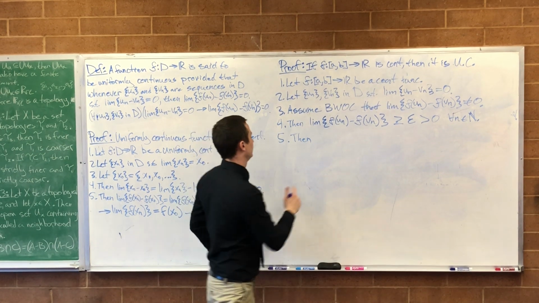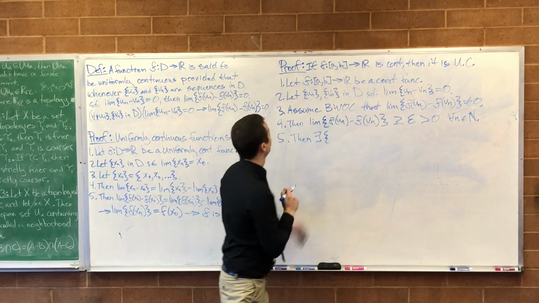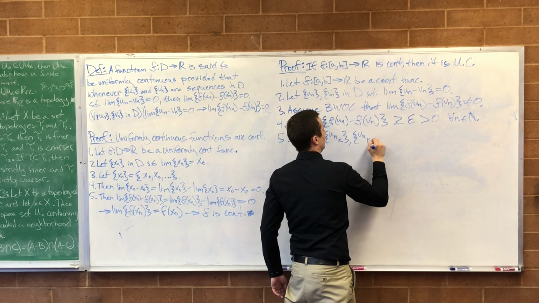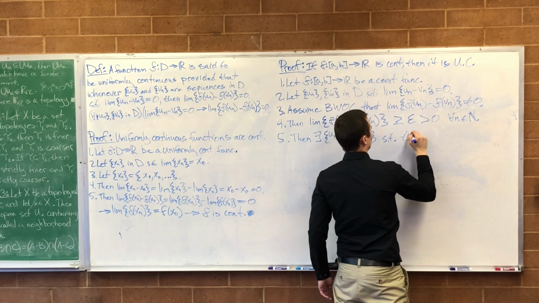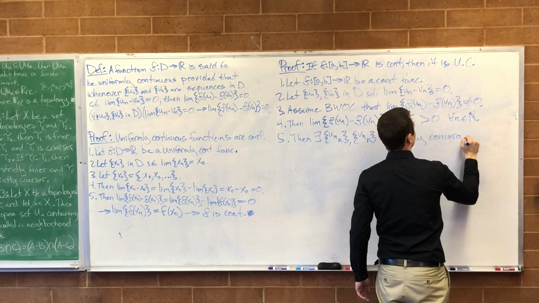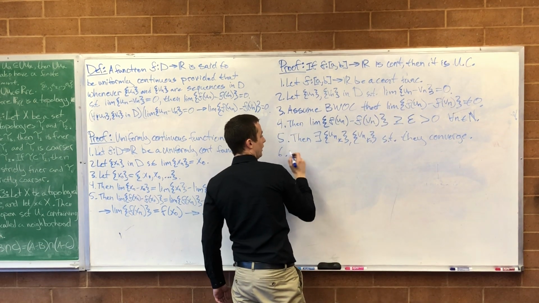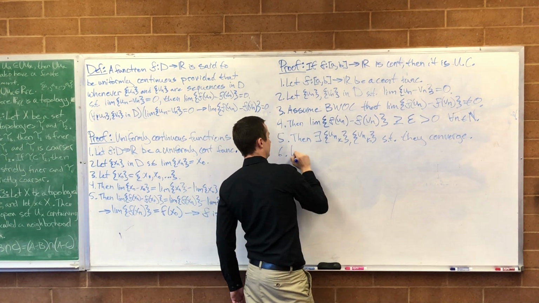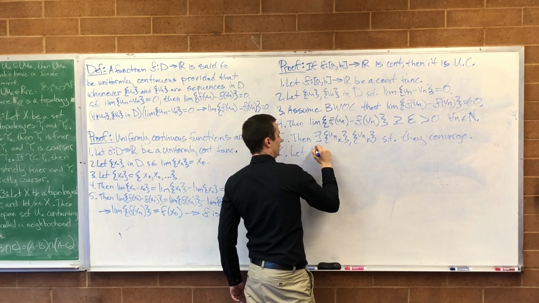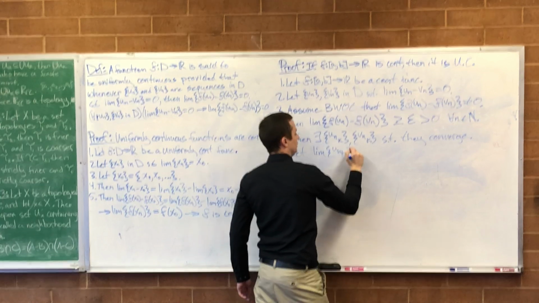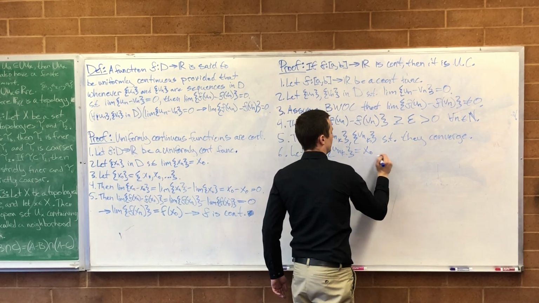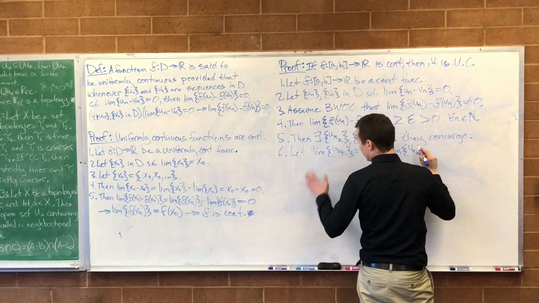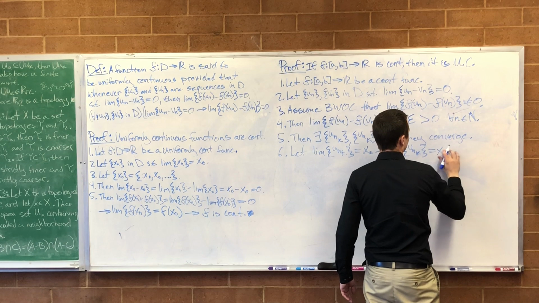So if that is true, then same argument that we had before, since this is a closed bounded interval, there exist subsequences u_{n_k} and v_{n_k} such that they converge. Let the limit of u_{n_k} equal x naught, which gives us that the limit of v_{n_k} is also the same thing. So same argument we had before, is equal to x naught.